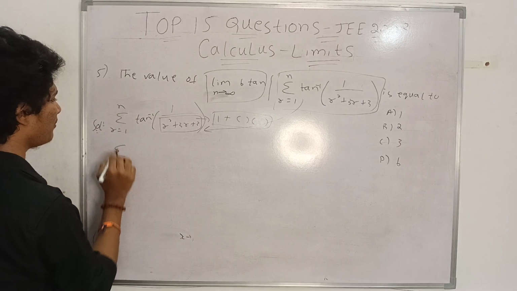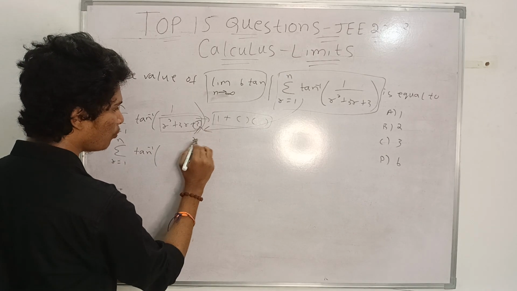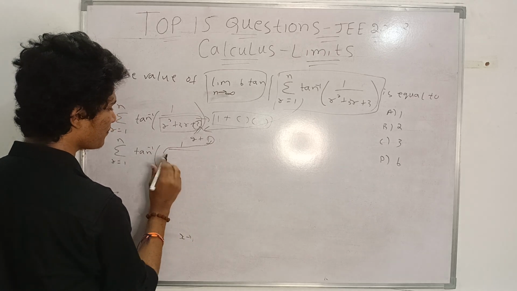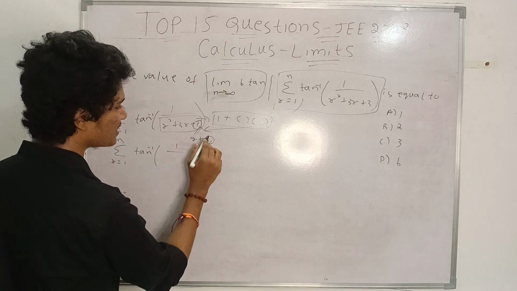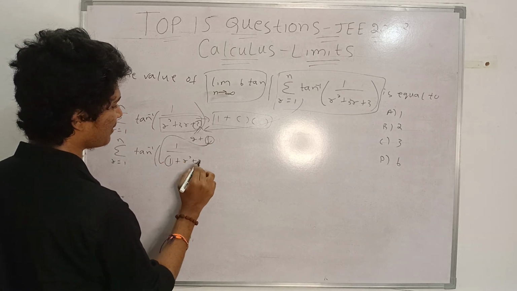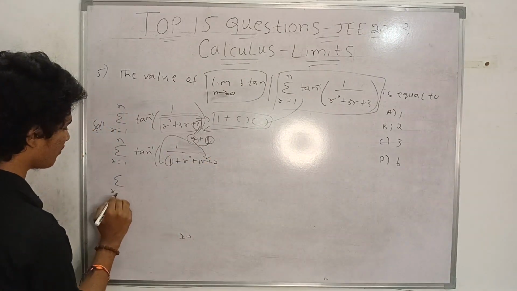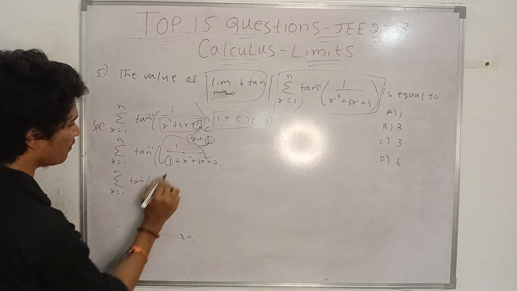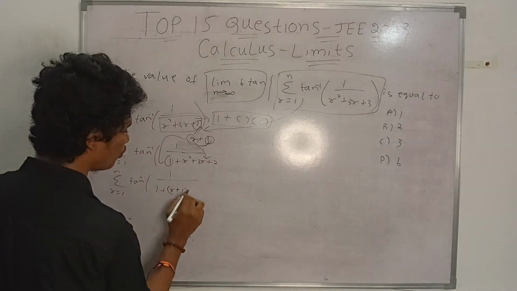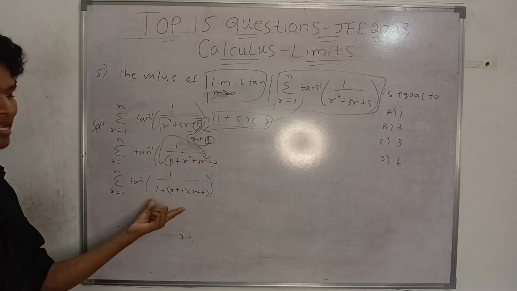So for that I am splitting 3 as 2 plus 1. I am writing the one part directly here, that is 1 plus r square plus 3r plus 2, and the remaining part is 2. Now sigma r equal to 1 to n tan inverse of 1 divided by 1 plus, and r square plus 3r plus 2 can be written as r plus 1 into r plus 2. We have to make it like this.